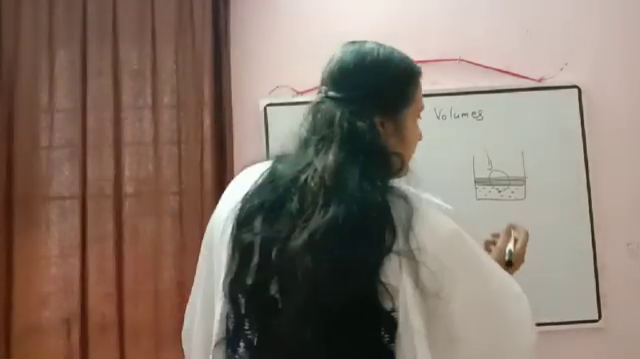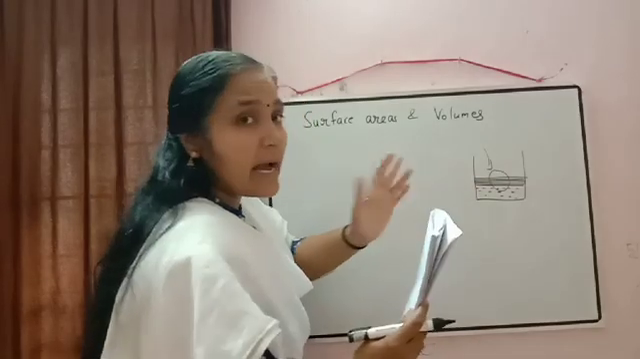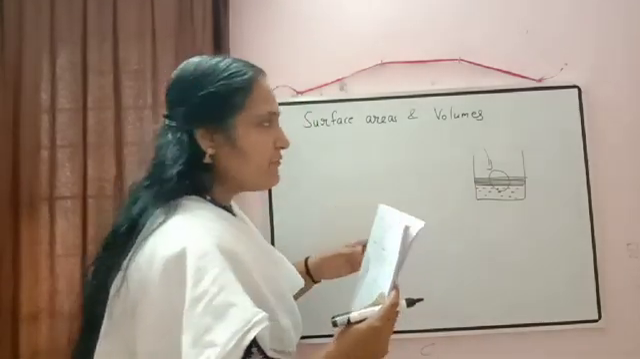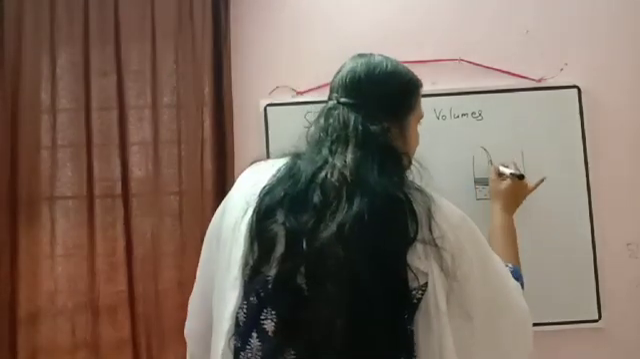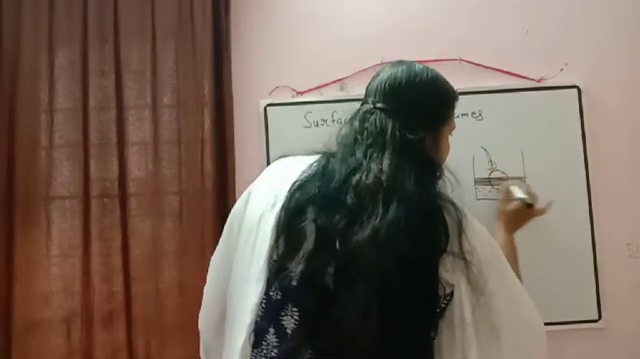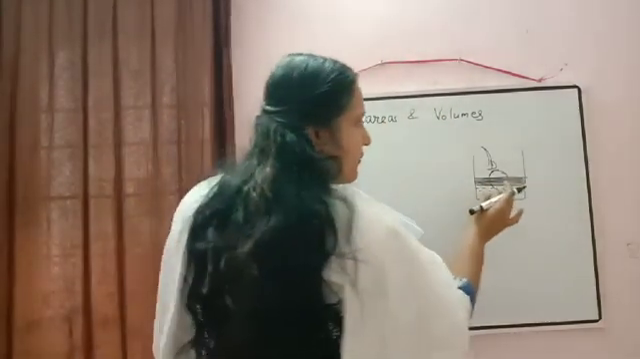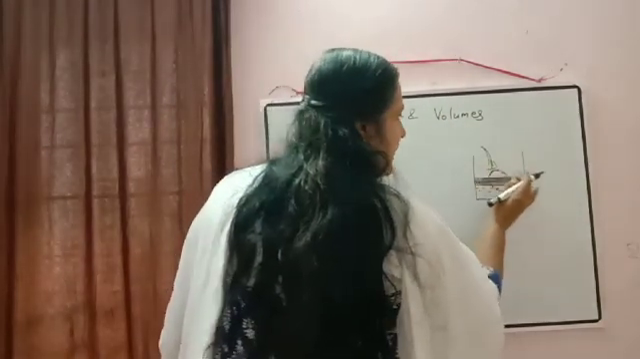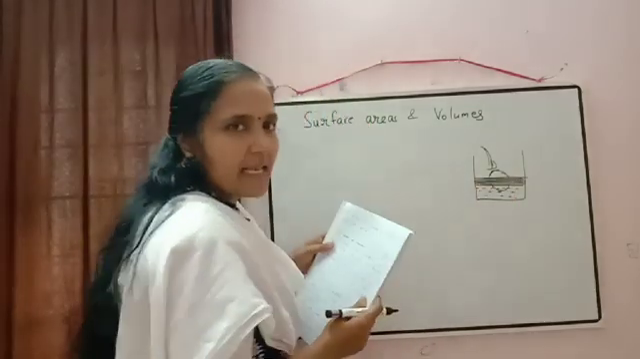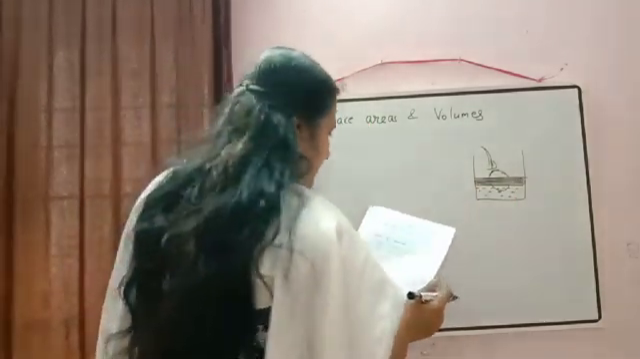Now, to check what mistake students are making: they are adding these two heights. Addition we don't have to do. The volume of the sphere will be equal to the volume of the rise in the water level. You can check that when the water level rises, it rises in the form of a cylinder only, correct? So this is the concept which we are going to use here.